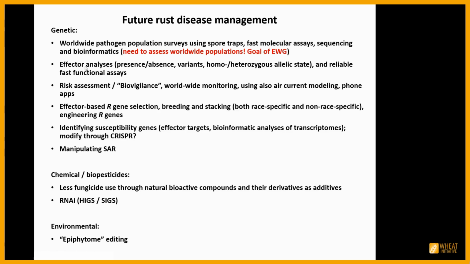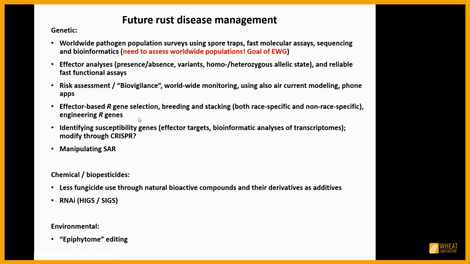As I mentioned, if we have this kind of information, we could screen for the homozygous or heterozygous state of avirulence or virulence alleles, genes, if we know what they are, and get potentially reliable and fast functional assays or PCR-based assays. If this is combined with a biovigilant approach using air current modeling and maybe even phone apps, I know that some of these developments are happening in other regions and with other pathogens.